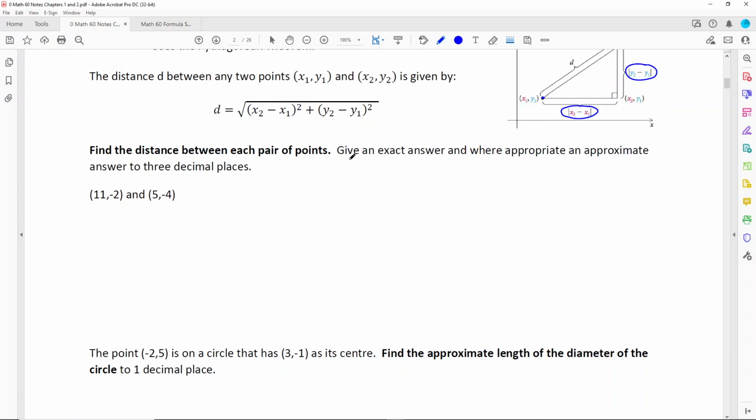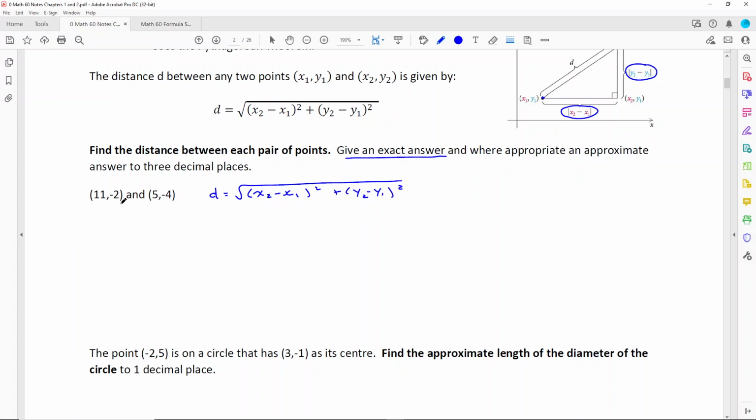You are going to be expected to give an exact answer unless otherwise specified, and I'll explain what that means when we get to an answer. And then sometimes they'll say, where appropriate, an approximate answer to 3 decimal places. So let's just start off. Whenever I'm using a formula, I like to write it out. So distance equals the square root of the distance between the x values squared plus the distance between the y values squared. Now here it's very specific: x2 minus x1, y2 minus y1.